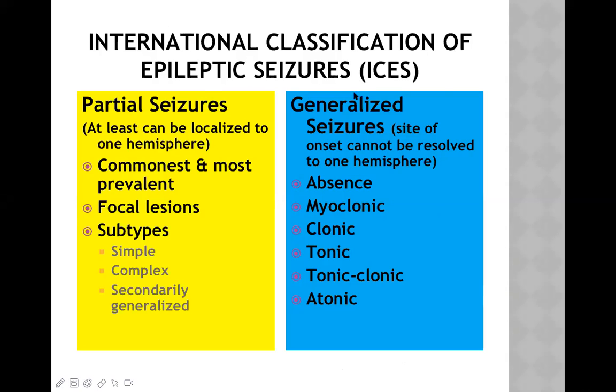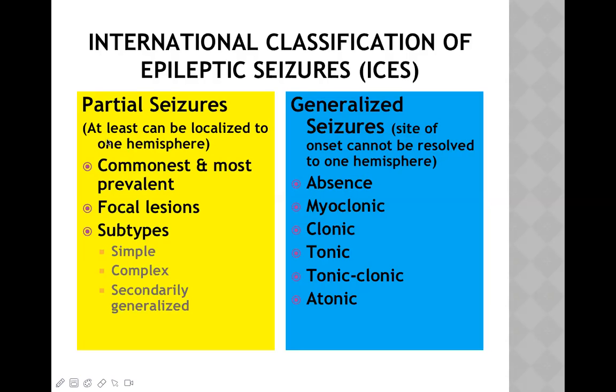Now let's move further. Let's classify this epileptic seizure, and this is the International Classification of Epileptic Seizure, ICES, and you don't see any difference here. This classification you have already gone through. Now see here, partial seizure, generalized seizure, and some other varieties are also there, maybe unclassified. But these are the two main.